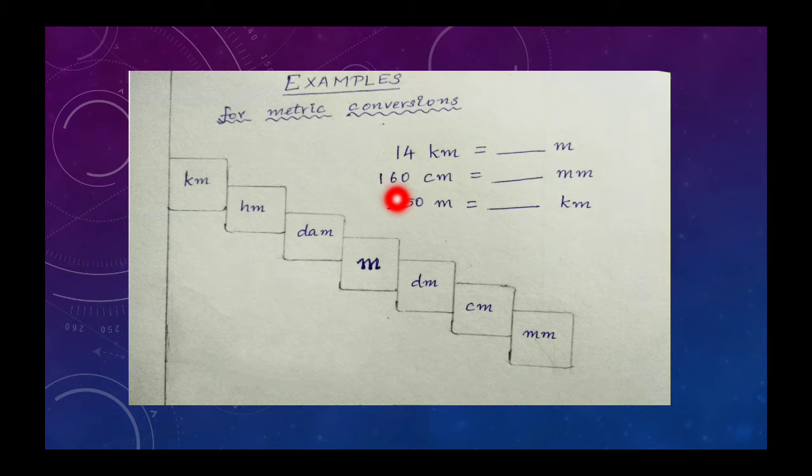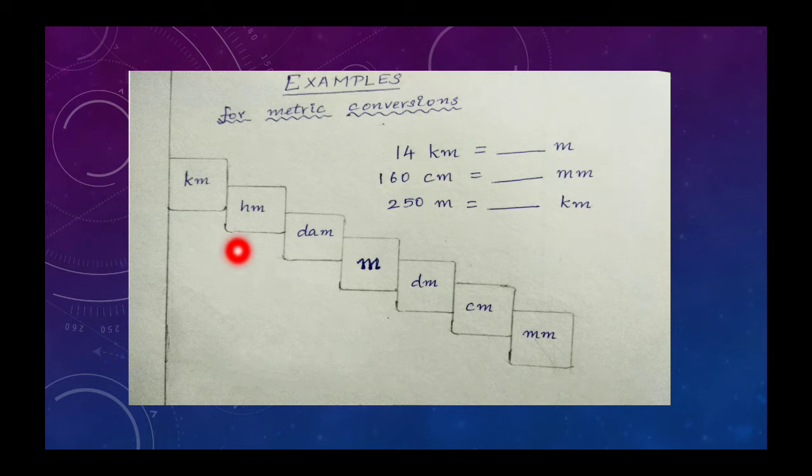So the second problem is 160 centimeter is equal to dash millimeter. So here the unit is centimeter. You have to find the value which should be expressed in millimeter. Similarly, 250 meter is equal to dash kilometer.